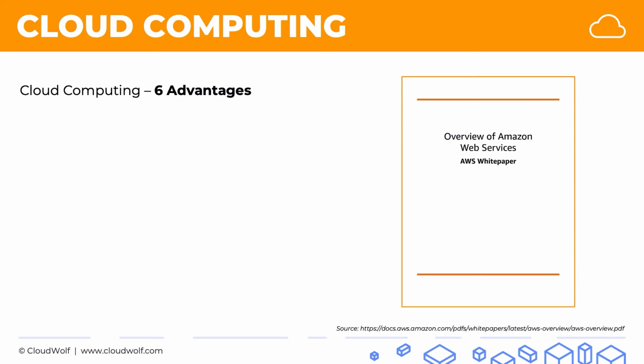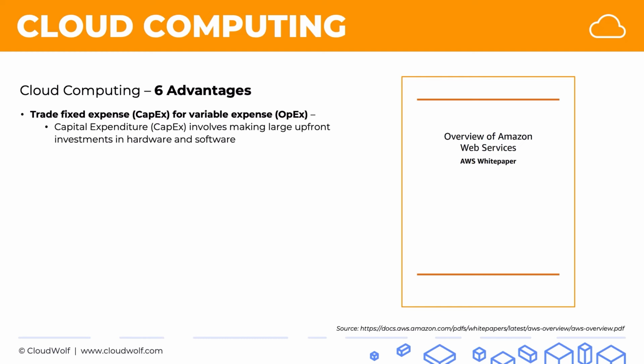And the second text part of today is the 6 advantages. So first one is you trade fixed expenses or CapEx for variable expenses or operational expense, OpEx. Basically, instead of paying large amounts of money upfront and buying physical servers and putting them in your server room, you can now just pay an expense whenever you need to use a server in the cloud. You don't need to pay anything upfront, no larger amounts of money.